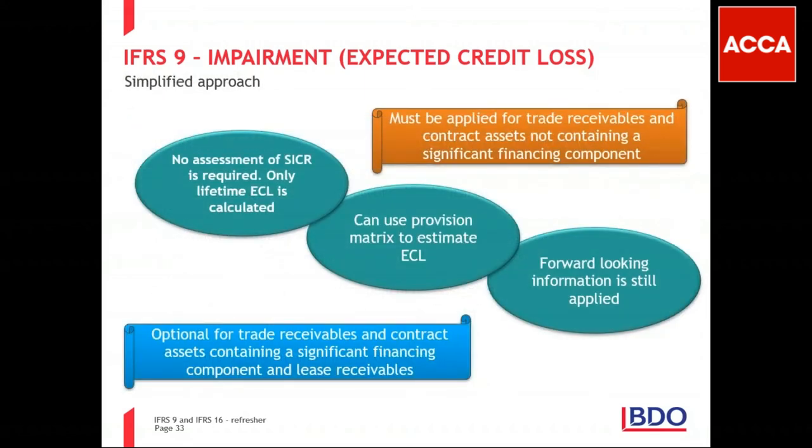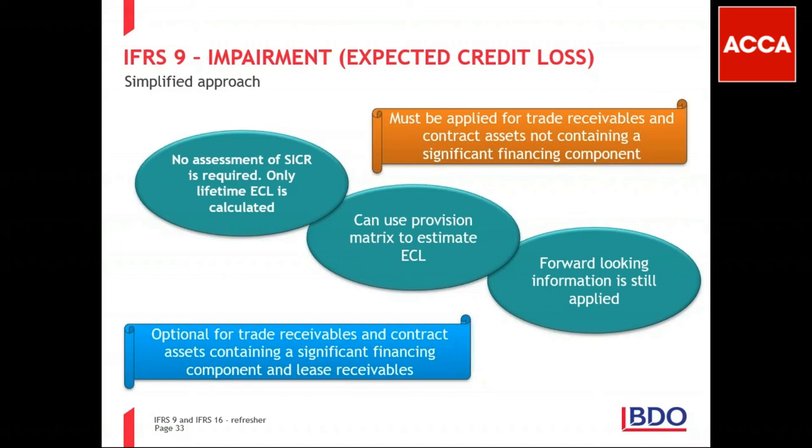However, recognizing the complexities associated with the general approach, IFRS 9 has given entities some cushion, wherein the expected credit losses on trade receivables and contract assets which do not contain a significant financing component can be applied using the simplified approach. Now, what is the simplified approach?